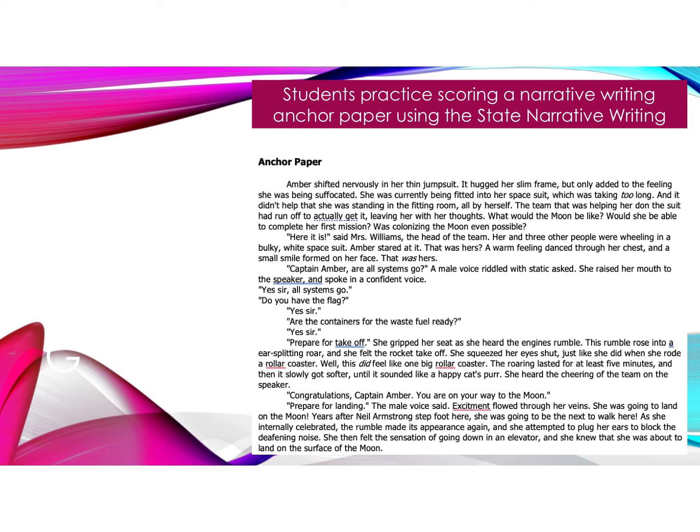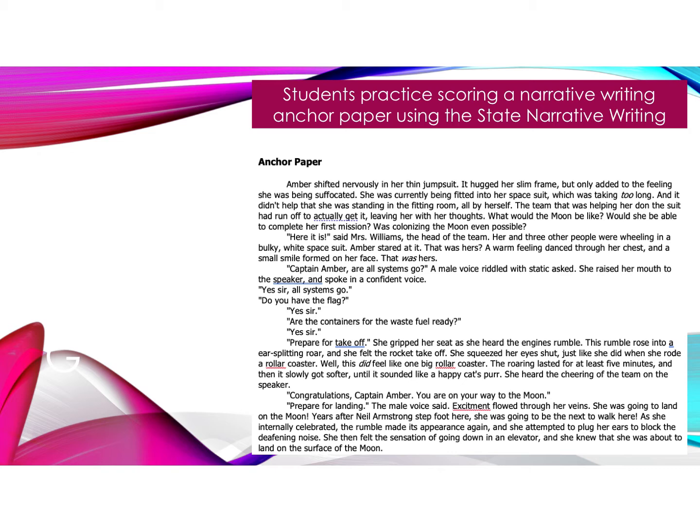Amber shifted nervously in her thin jumpsuit. It hugged her slim frame, but only added to the feeling she was being suffocated. She was currently being fitted into her spacesuit, which was taking too long, and it had run off to occasionally get it, leaving her with her thoughts. What would the moon be like? Would she be able to complete her first mission? Was colonizing the moon even possible?